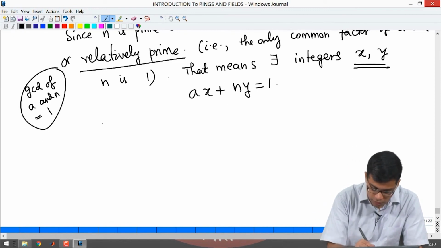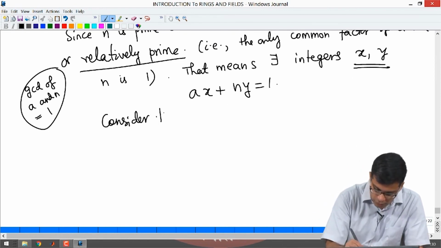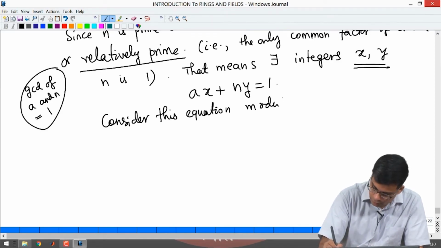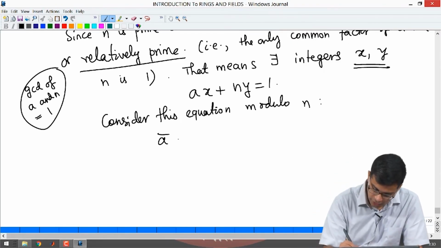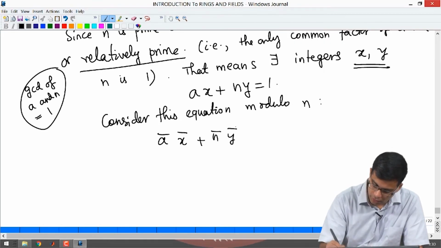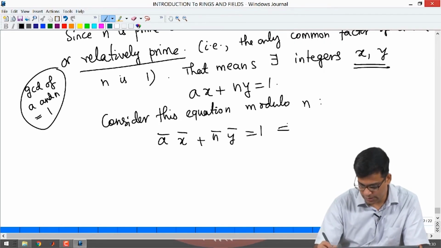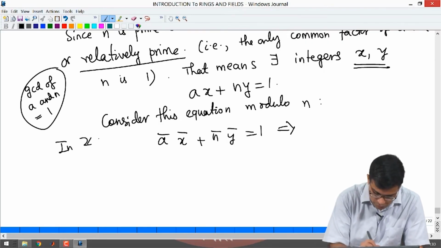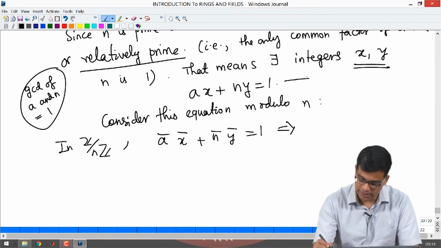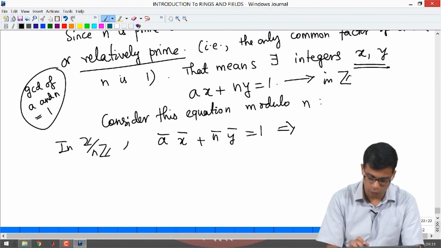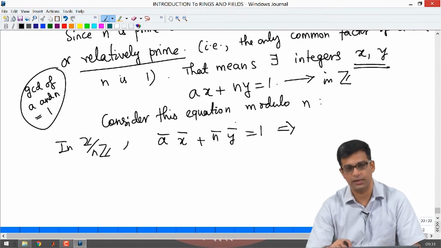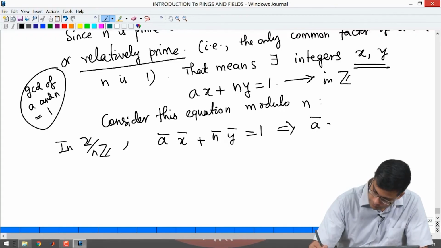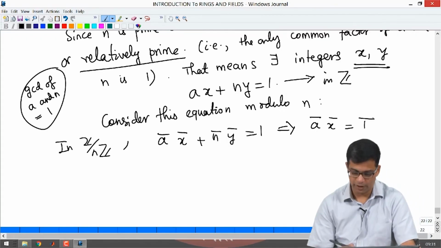So, now consider this equation modulo n. That means I essentially put bars. So, I have a bar x bar plus n bar y bar equals 1, and this holds in Z mod nZ. But n bar, remember, is 0 in Z mod nZ, so that term becomes 0.